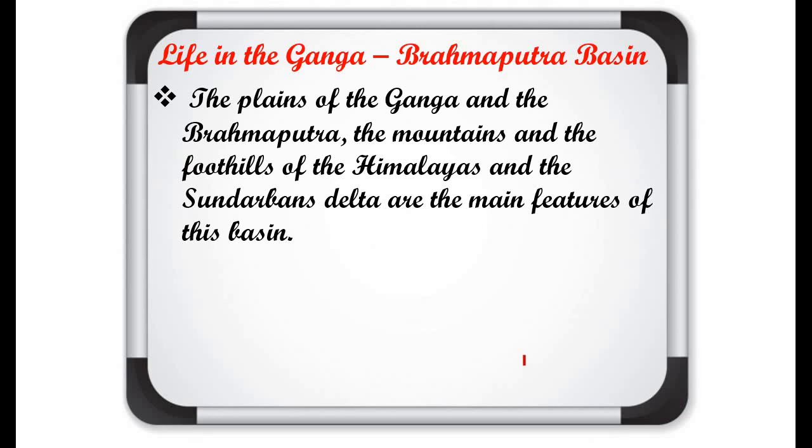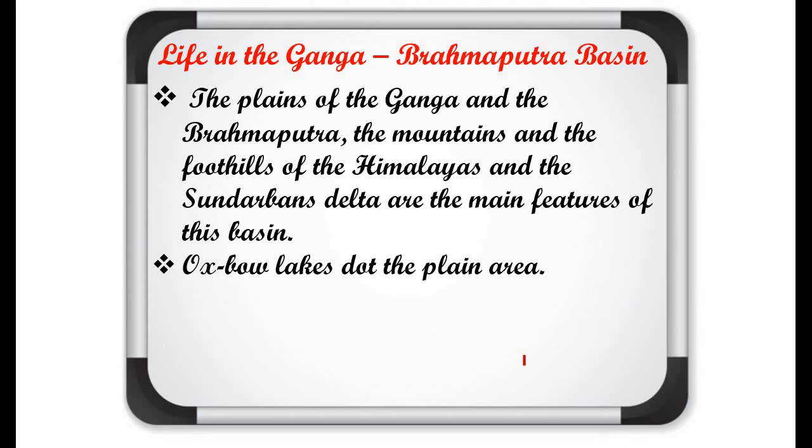So there is a varied topography in the Ganga and Brahmaputra basin: mountains, foothills, and deltas also. So these are some of the main, or you can say different, physical reliefs found in this basin. Oxbow lakes dot the plain areas.